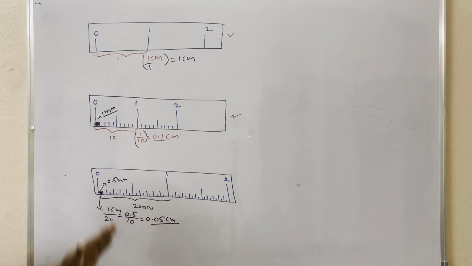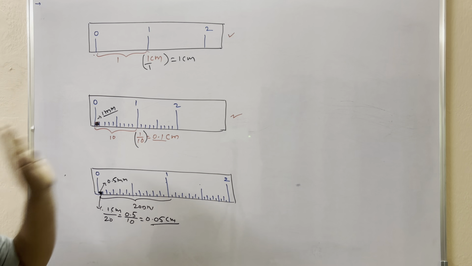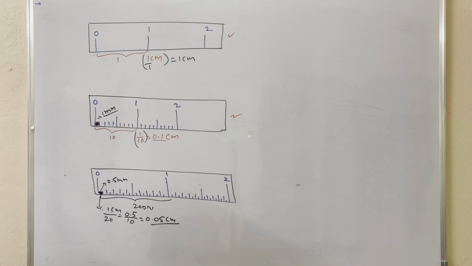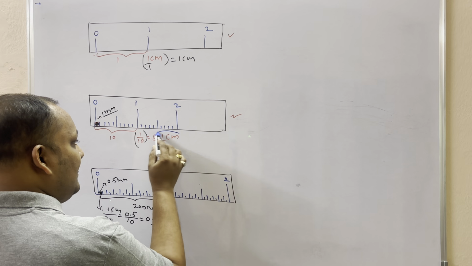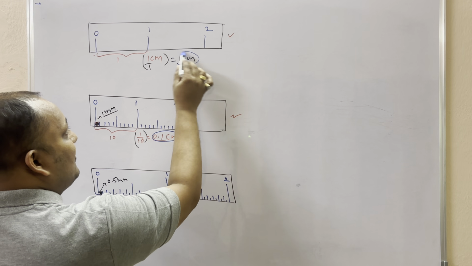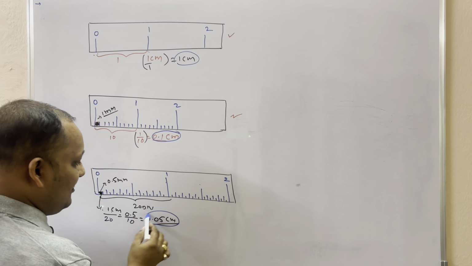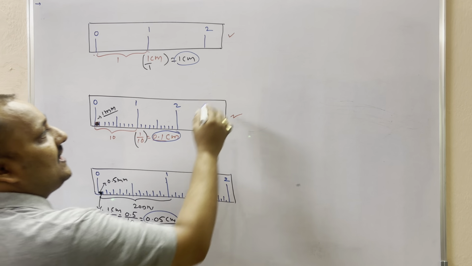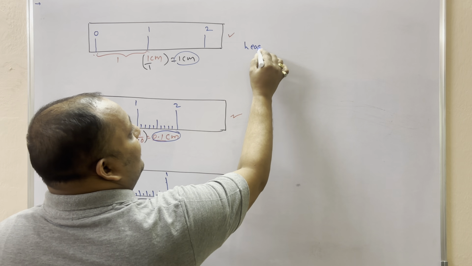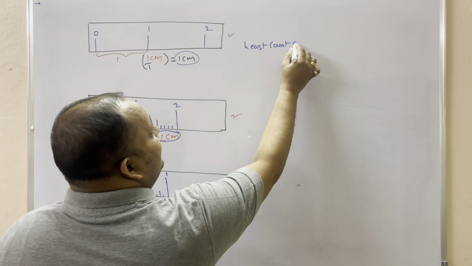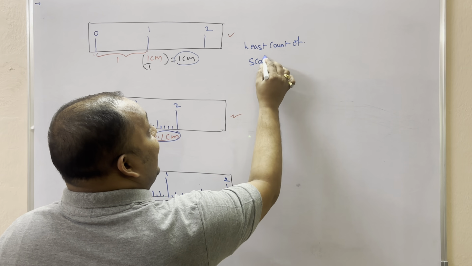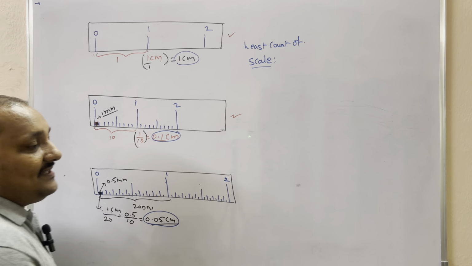Understood? You have to divide with the number of divisions. Now, this value, the 1 centimeter, the 0.1 centimeters, the 0.05 centimeters, we are going to call it the least count of the scale, the normal scale.